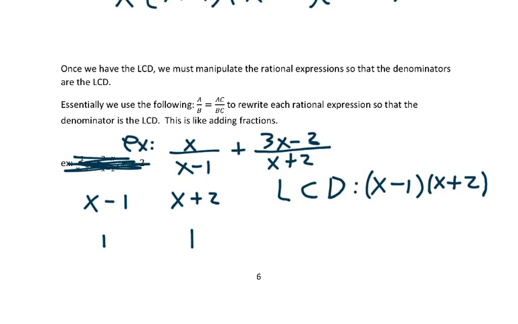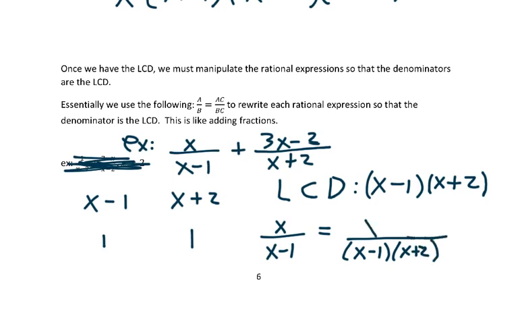So now we need the denominators to equal the LCD. Let's take the first fraction. We have x over x minus 1. We're going to multiply the bottom by x plus 2, as you can see. But remember, whatever you do to the bottom, you have to do to the top, like so. So that's what we get here. Now you could distribute the numerator if you want to. Let's just leave it like this for now.